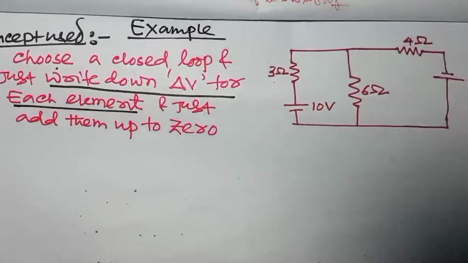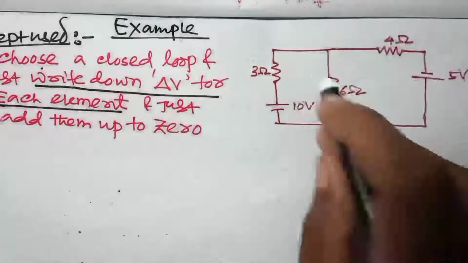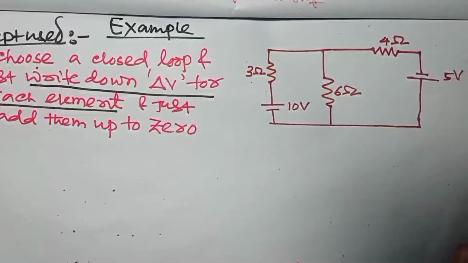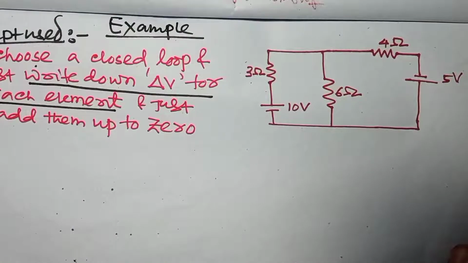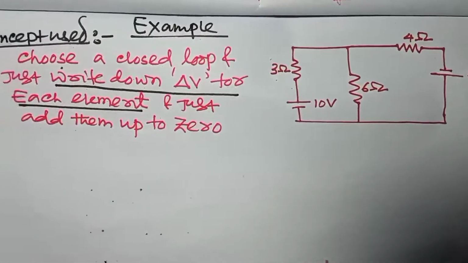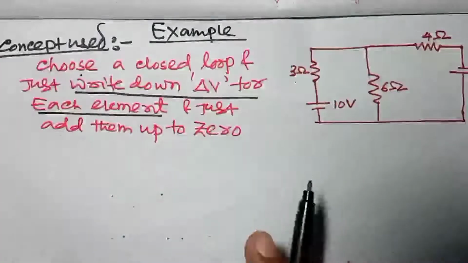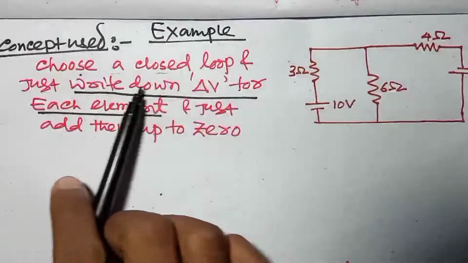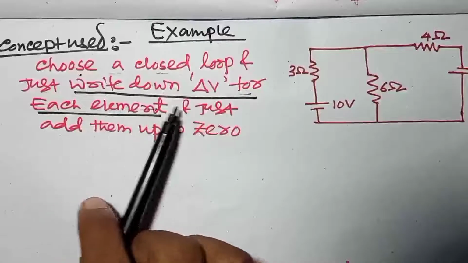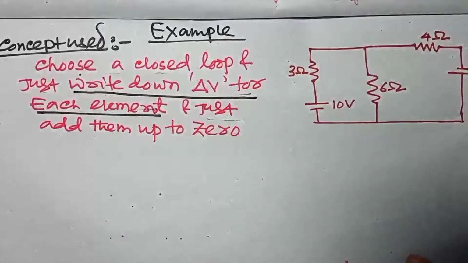Here is an example, and let's say this is a circuit. We want to apply the KVL equation. So how do we write down the KVL equation? What is the concept used? The concept says to choose a closed loop, write down del V for each element, and add them up to 0.